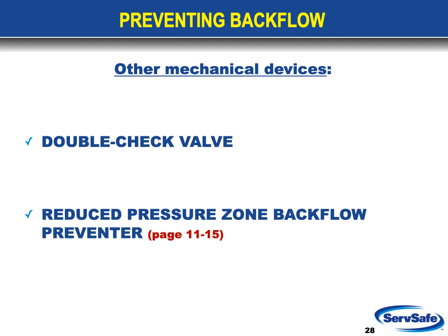There are other approved methods of preventing backflow. These include a double check valve and a reduced pressure zone backflow preventer. These can be seen on page 11.15 in your textbook.